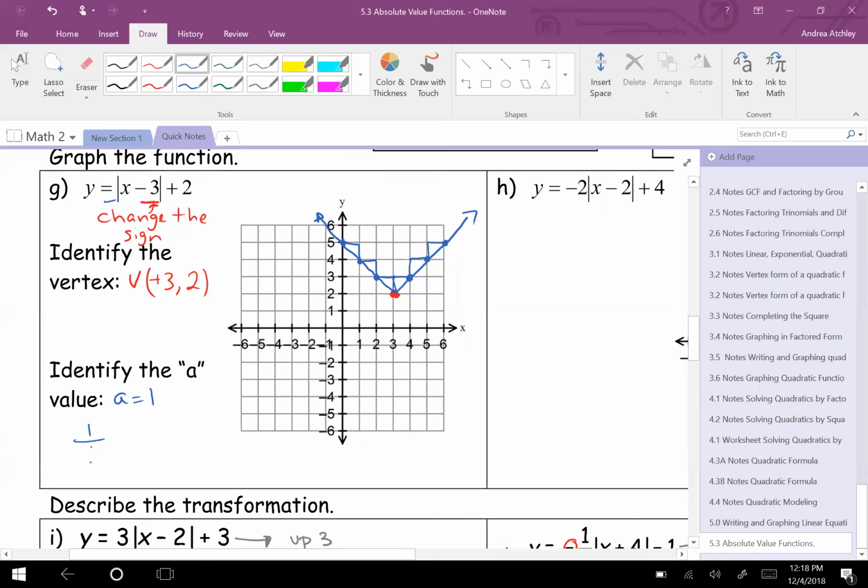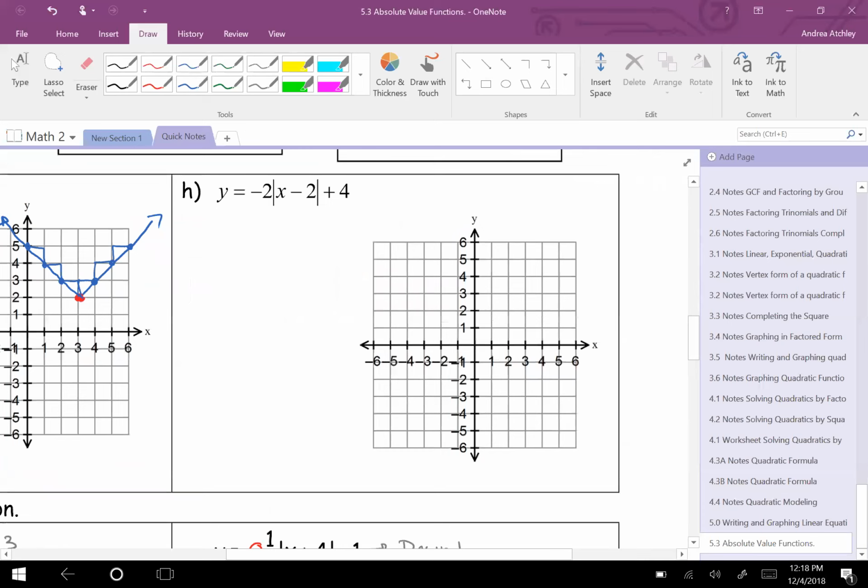So it's 1 over 1, up 1, and then left and right 1, just like the parabola. It has the symmetry, so you have to move up and to the right and to the left. Okay, next one.